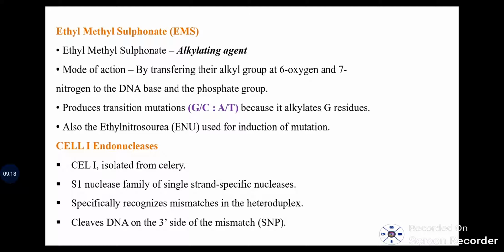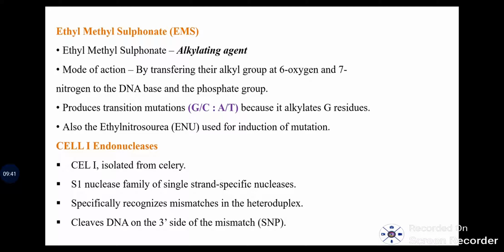This produces transition mutations. As you know, there will be transitions and transversions, but here transitions are formed from GC to AT because it alkylates the G residues. Also, ethyl nitrosourea is used for induction of mutations, and it functions just like ethyl methanesulfonate.